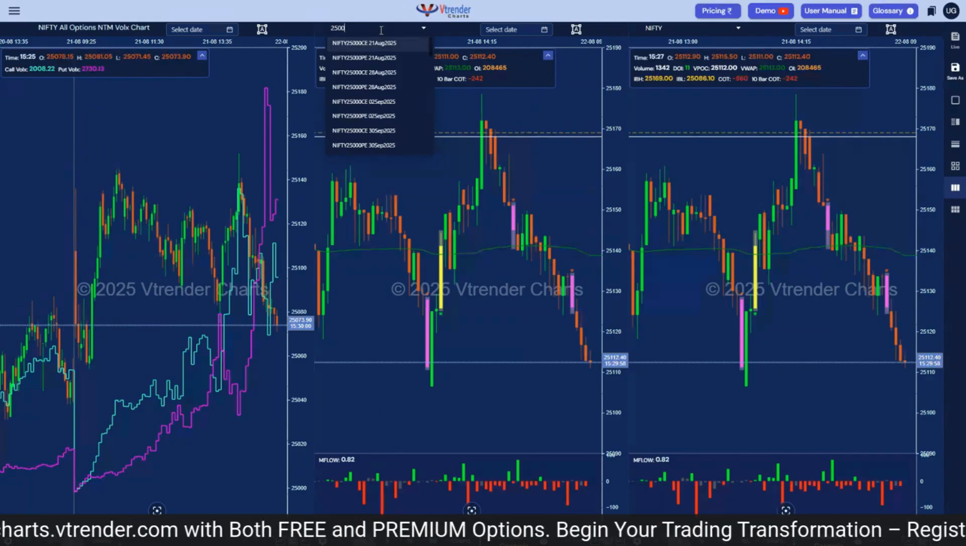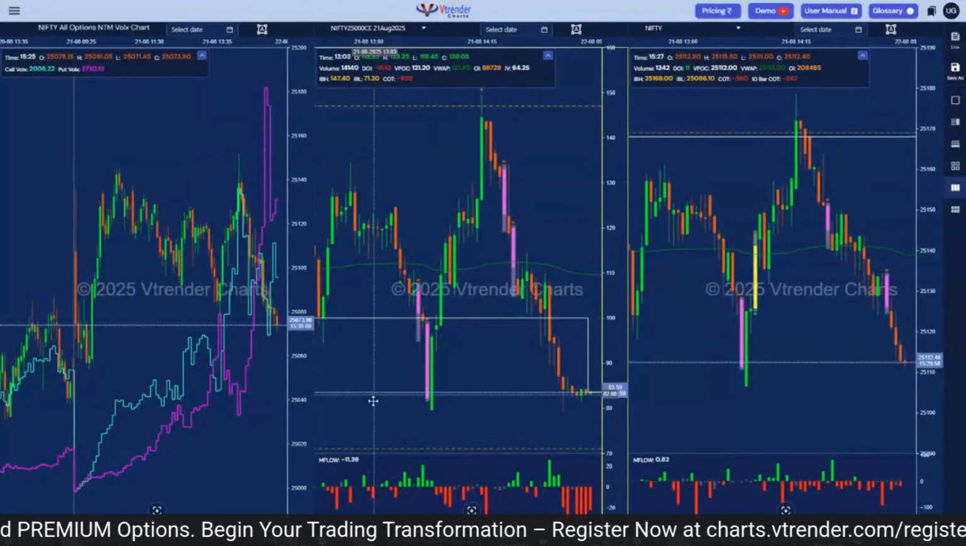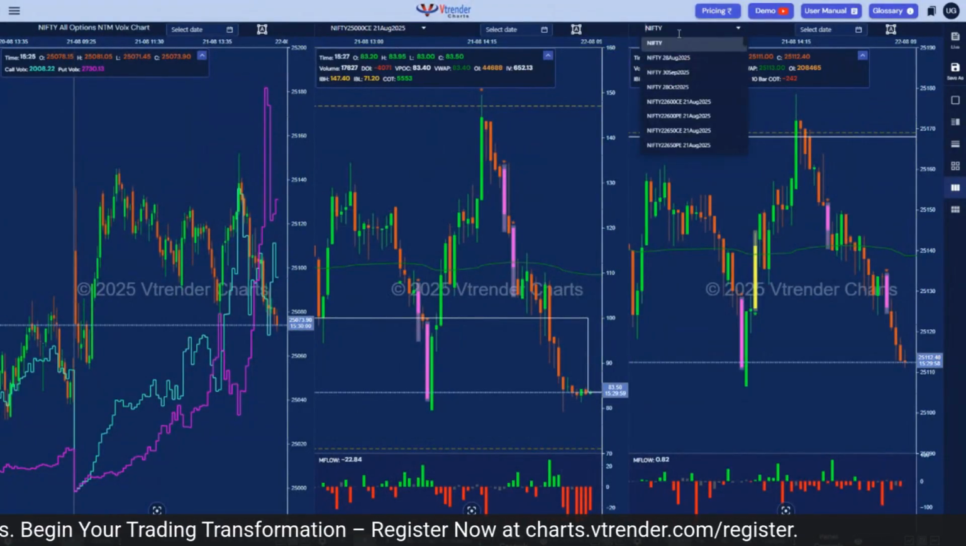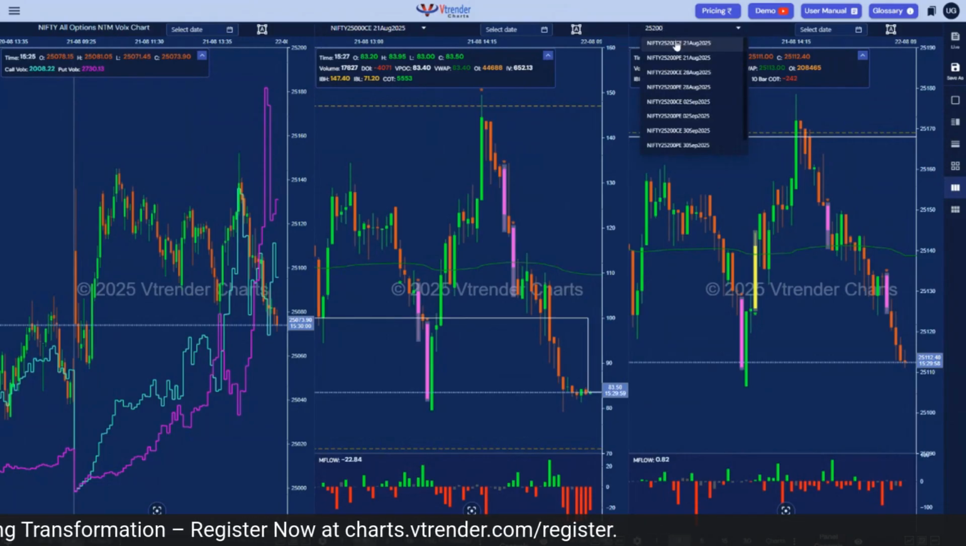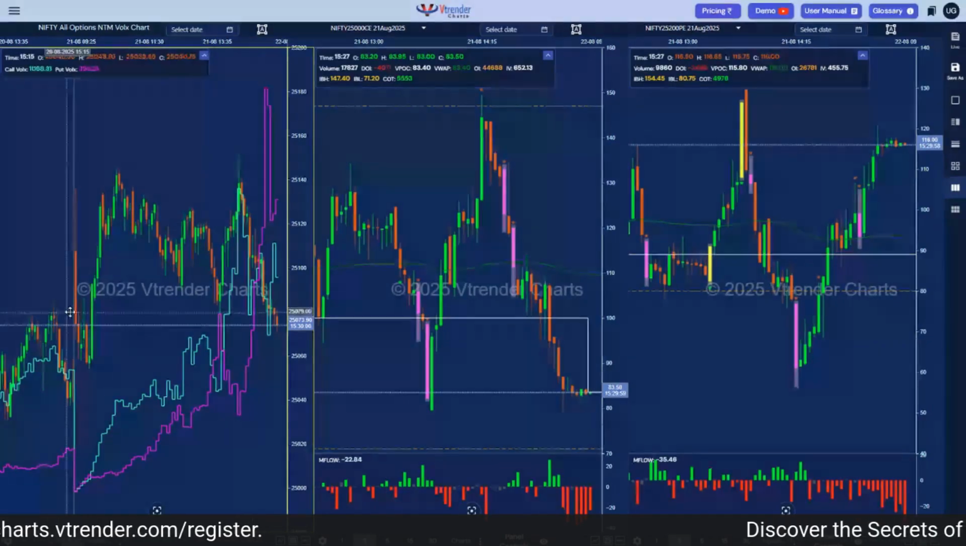And the second one, the line chart is already there. I'll quickly move to the call, and this is the 25,000 call which we have, and here I'll put up the 25,200 put. So now I have created the 3-window.